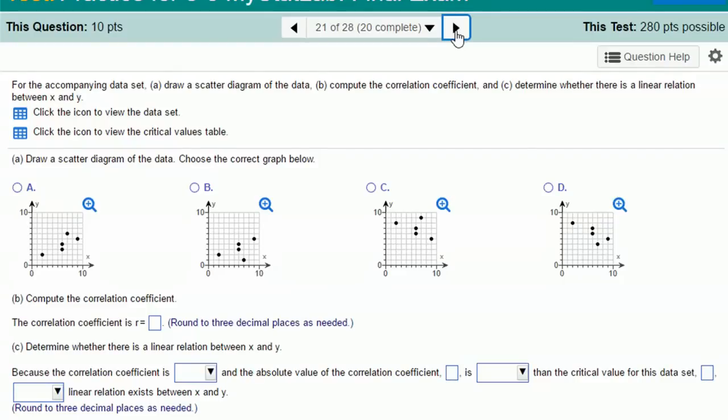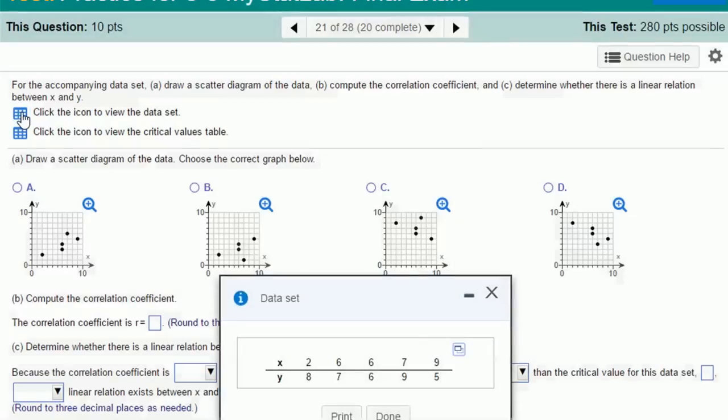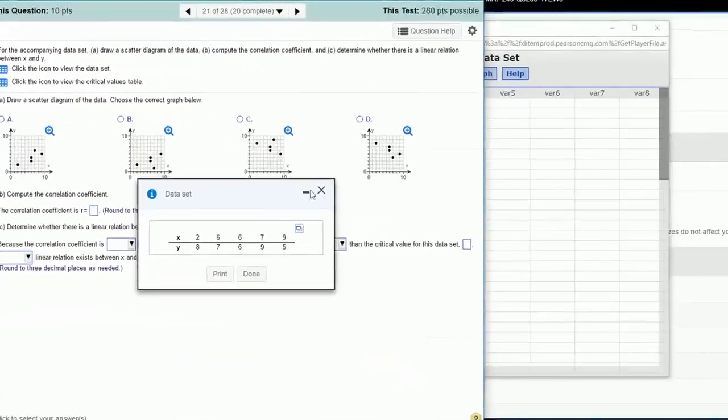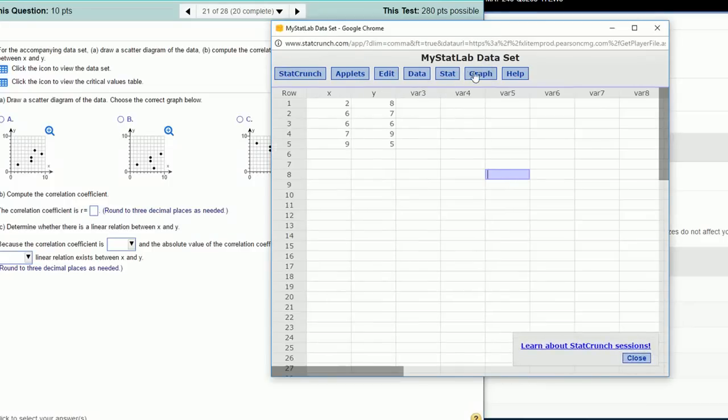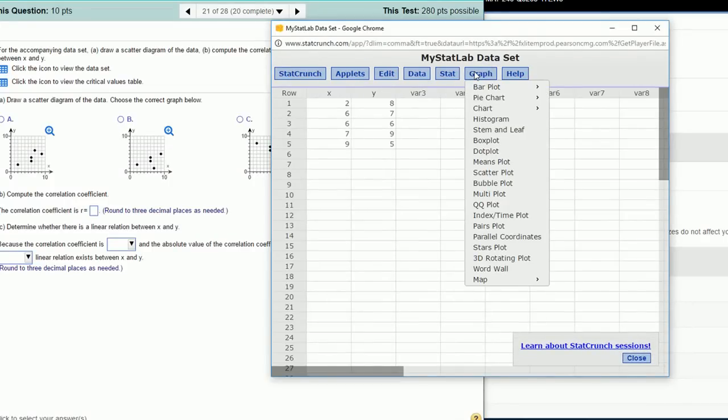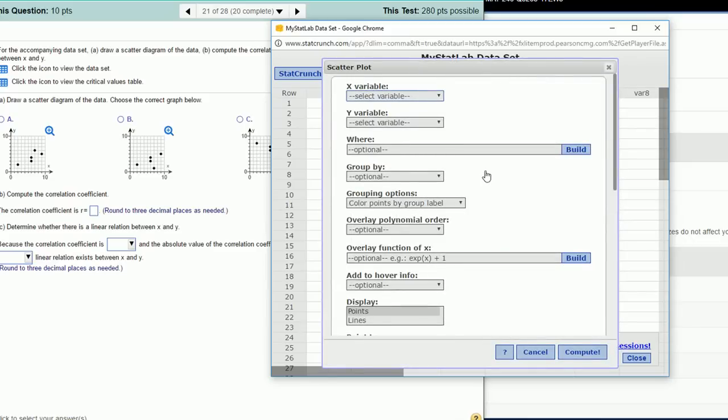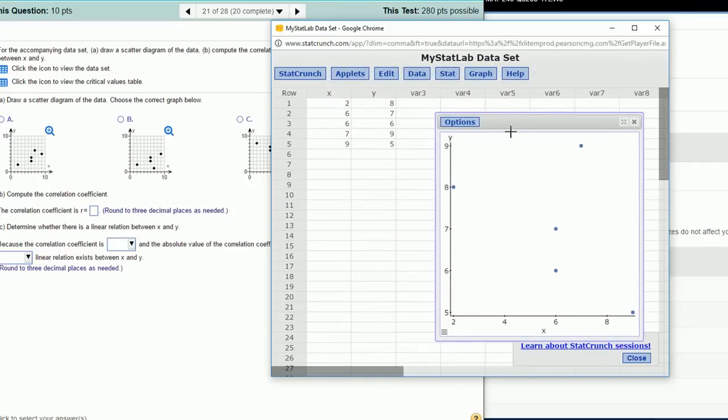Let's see, for the accompanying data set, draw a scatter diagram of the data, compute a correlation coefficient, and determine whether there is a linear relationship. Okay, so first let's get our data. Here it is. Let's open it in StatCrunch. In StatCrunch, I'm going to graph a scatter plot. I'm going to have the x variable be x and the y variable be y. And I think that's all I really want to do. I'm going to compute that and see what we have.